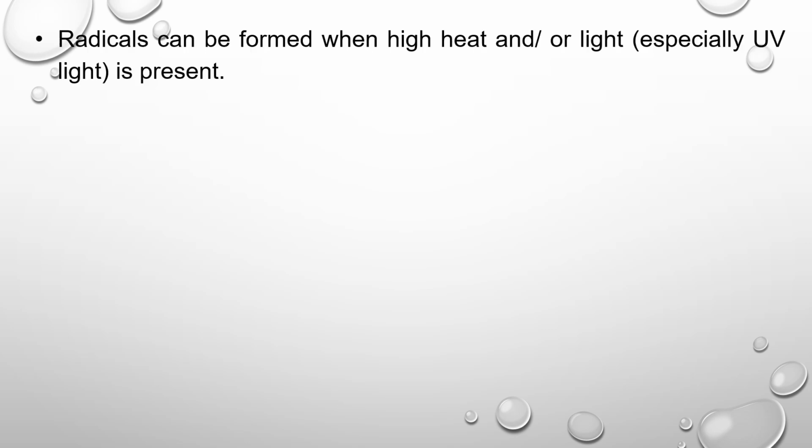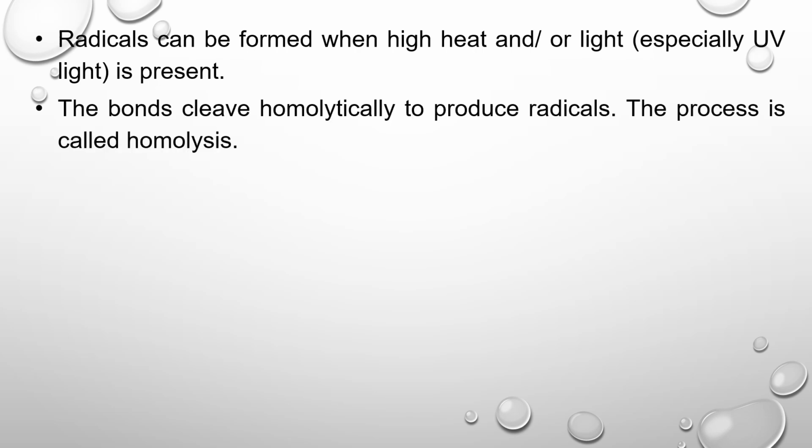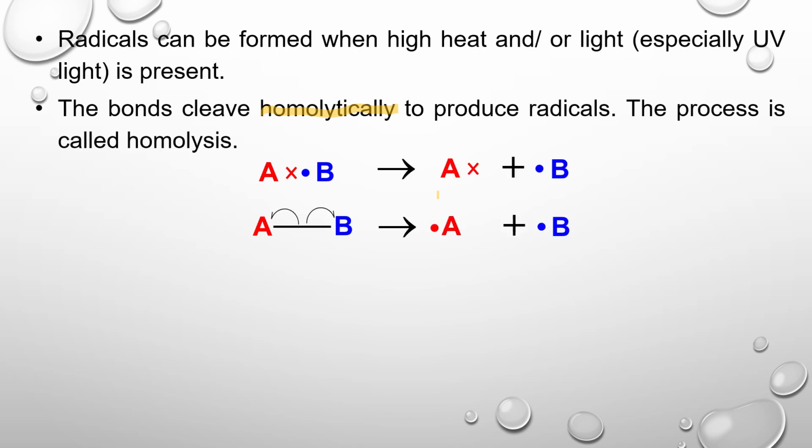Before we go on to the mechanism that you see inside your notes, there are a few things I would like to highlight to you first. Free radical substitution uses radicals. The radicals are formed when high heat or light is present to cleave the bonds. The bonds are cleaved homolytically to produce the radical. So let's say I have an A and a B. I cleave them, I get an A radical and a B radical.